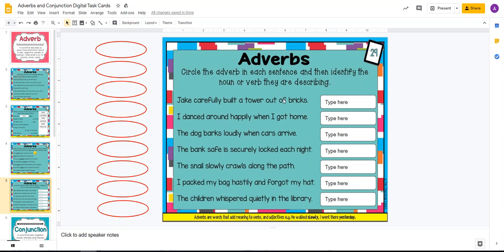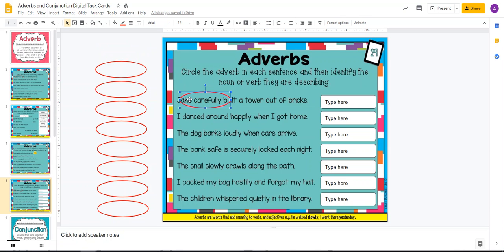So now we have to find an adverb in here. Well, tower of bricks is a thing. That sounds like the tower that he's building. Carefully, notice it has an ly. That would be my adverb, okay? So we're going to circle the adverb. I know that's an adverb because it's describing something.